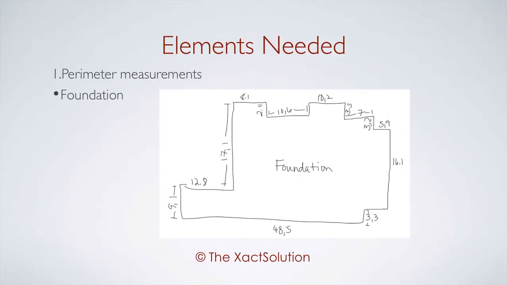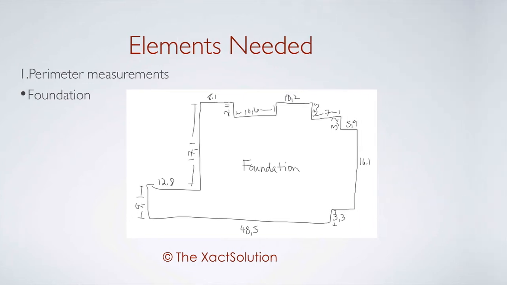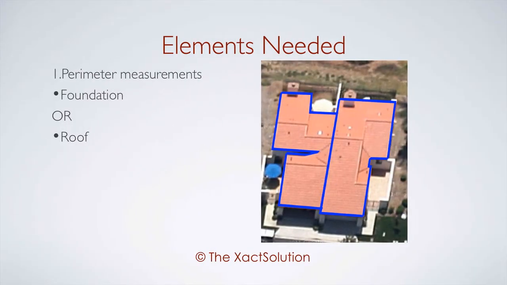The foundation obviously is pretty self-explanatory. If you can easily get the foundation measurements of the property, that would be perfect. Also documenting any roofs that overhang from and are attached to the foundation. So we would need any separate roofs from the foundation, say of a porch or a covered deck or something. But we could also use the perimeter measurements of the roof. Sometimes it's easier to get the foundational measurements.